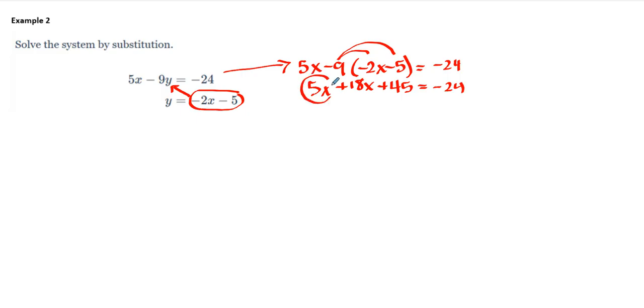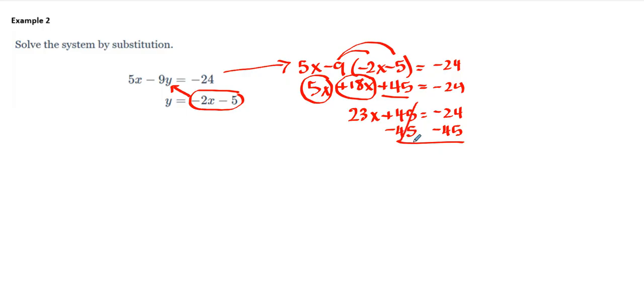Then I'm going to circle 5x and 18x, and I'm going to combine those together. I'm going to underline positive 45 because it does not have an x. 5x combining with 18x results in 23x. Bring down the plus 45, the equal sign, and the negative 24. To isolate 23x, I will get rid of this positive 45 by subtracting 45 on the left and on the right side of the equation.